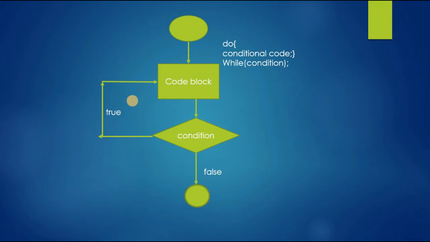Now we will see a flowchart for a do while loop. Here first the code block will be executed, means statements will be executed, then it will come to the condition. If the condition is true, then again it will go to the code block. Then from the code block again it will come to the condition, then if true it will go to the code block. This process continues until the condition becomes false. When the condition becomes false, it will come out of the loop.